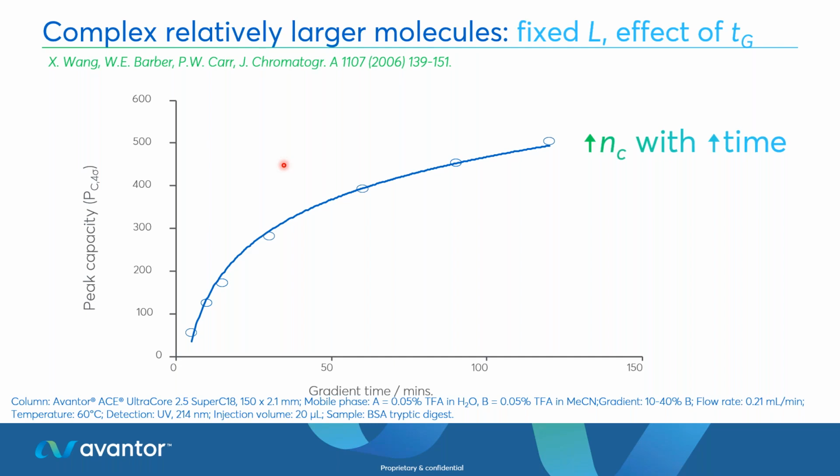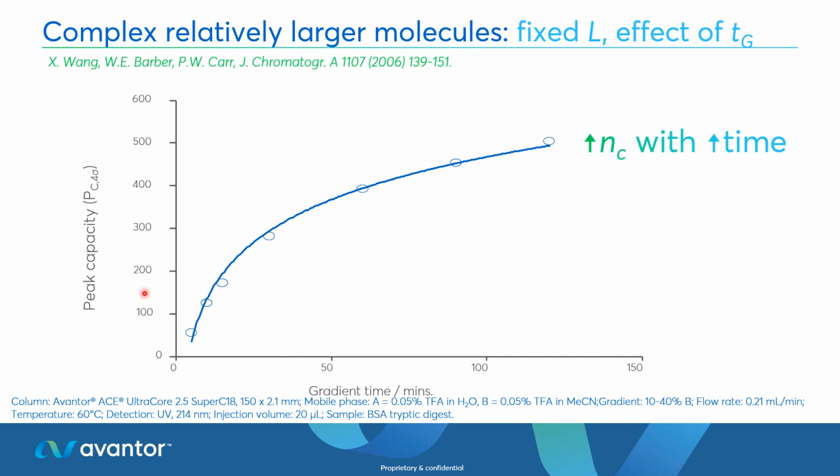So the first slide I'd like to highlight, I'm showing results for complex, relatively larger molecules. And I do want to touch on, while I'm highlighting here fixed column length, if you know a bit more about the linear solvent strength theory, you will know that the relatively larger molecules do have larger S coefficients. So that allowed us to fix the column lengths. So for the results shown here, we fixed the column length and we wanted to look at the effect of gradient time.